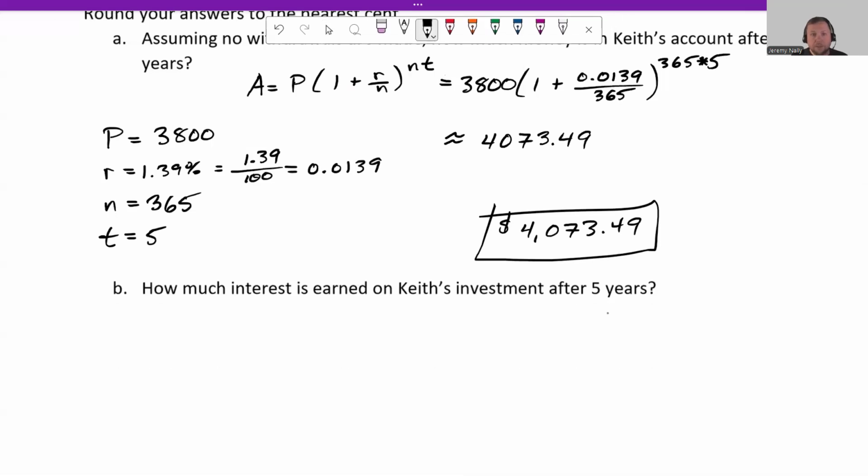Okay, then how much interest was earned? So when we're doing compound interest, we can find the total future value, A, or total future amount, using that formula. And then to get the interest, we take that future amount minus the principal. So we're going to take that $4,073.49 and subtract the $3,800. So I get $273.49.